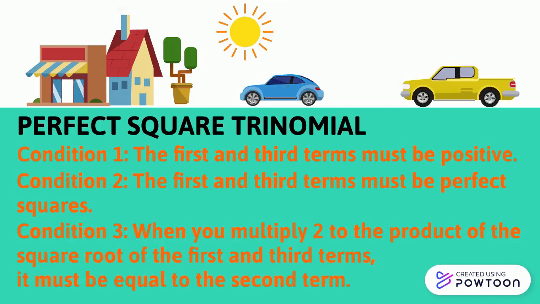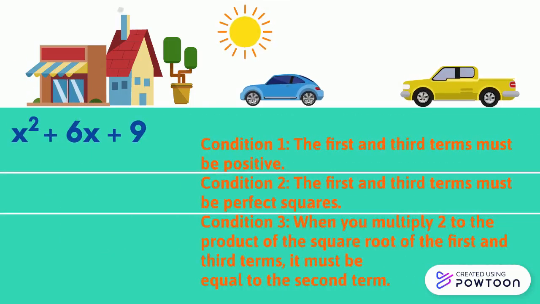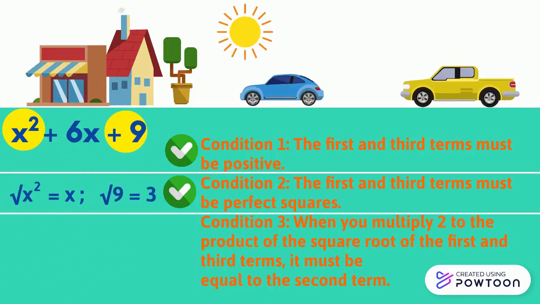For example, x squared plus 6x plus 9. Is this a perfect square trinomial? Let us check. First condition, are the first and the third terms positive? Yes, x squared and 9 are both positive. Second condition, are the first and third terms perfect squares? Yes. So the square root of x squared is x and the square root of 9 is 3.